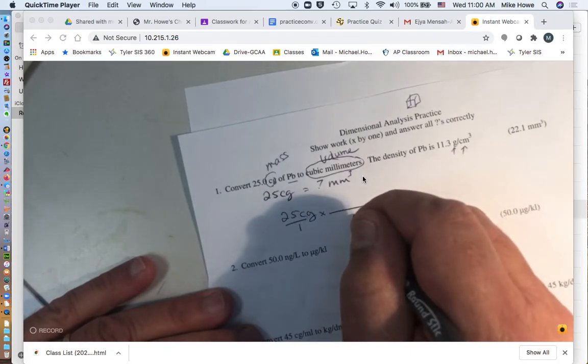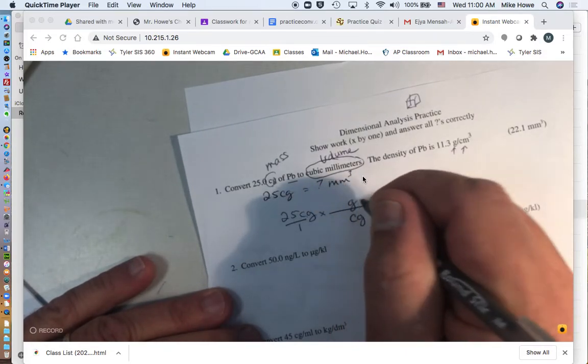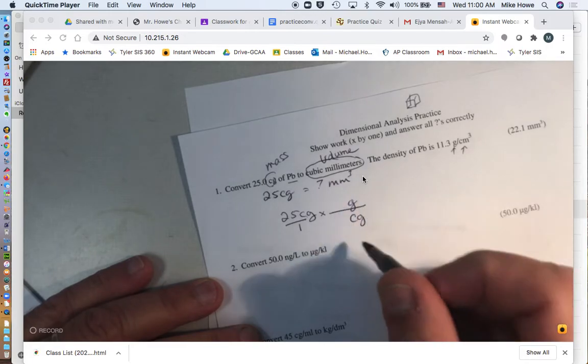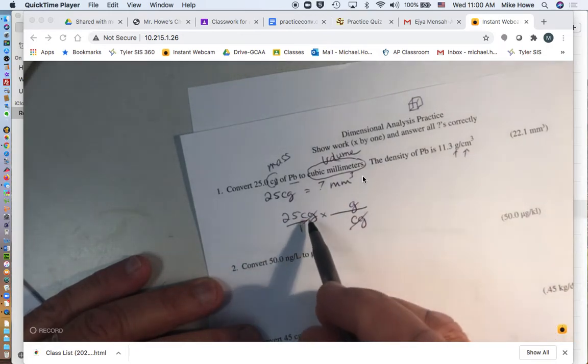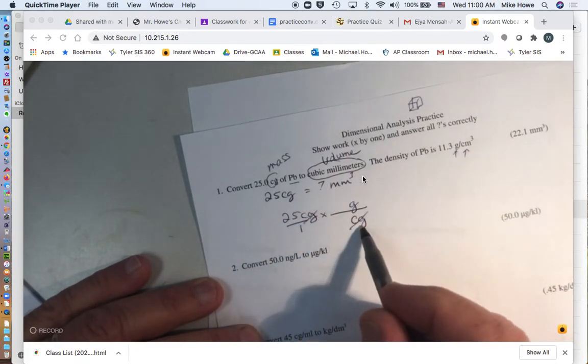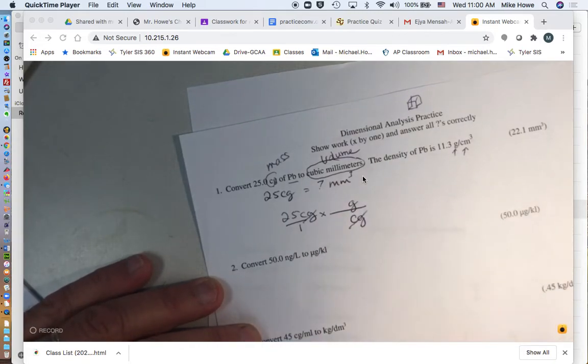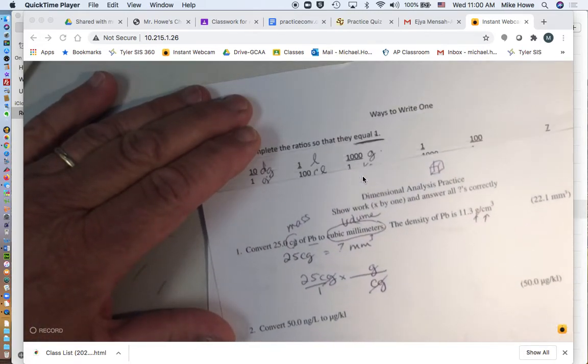We put centigrams down here, we put grams on the top. See, this allows us to cancel centigrams because when you do the math, centigrams will be divided by centigrams and that cancels out. So we need to write 1 in such a way that the top equals the bottom.